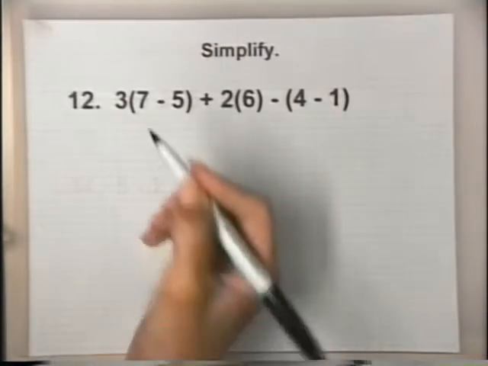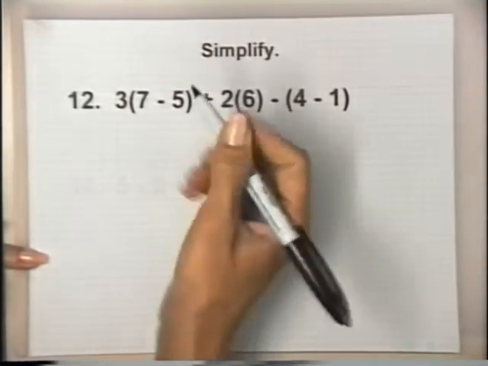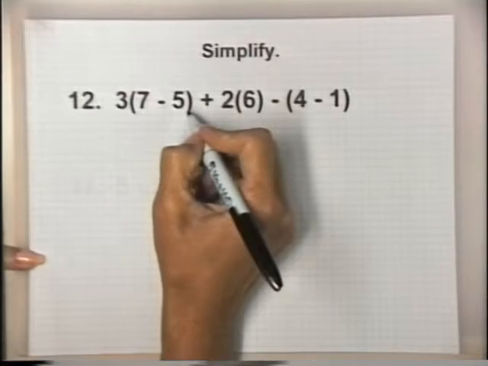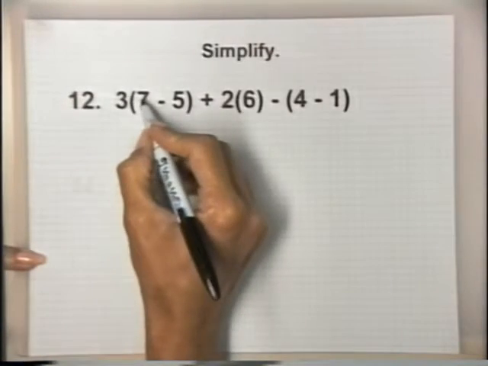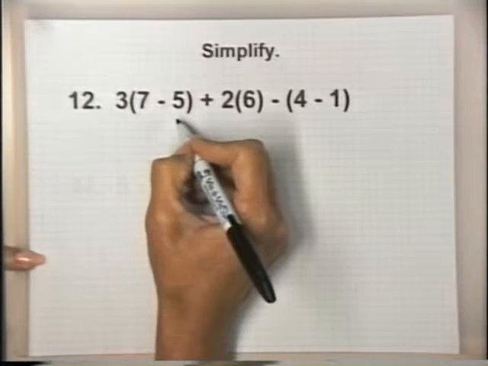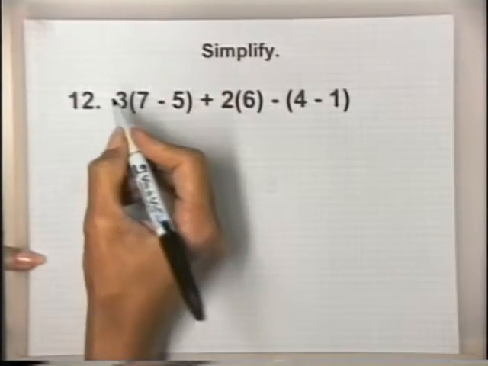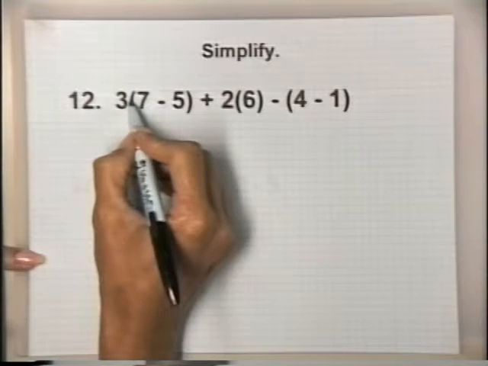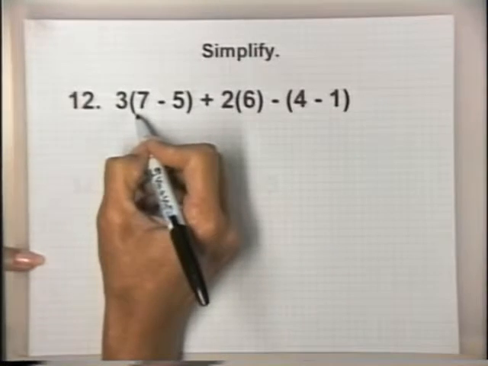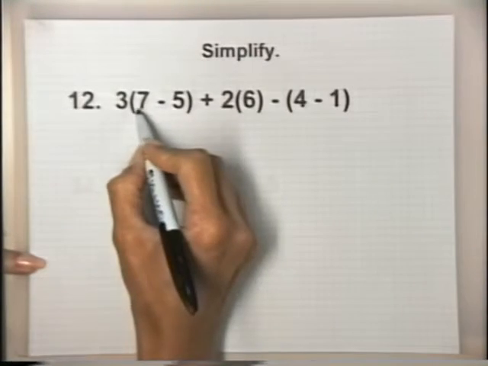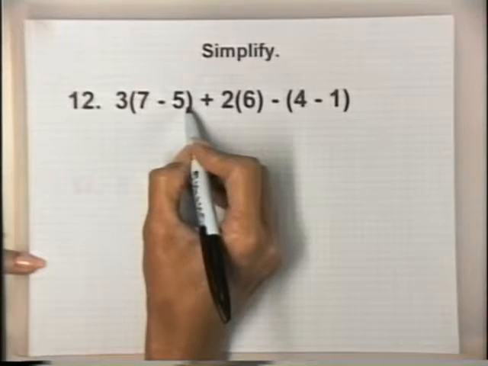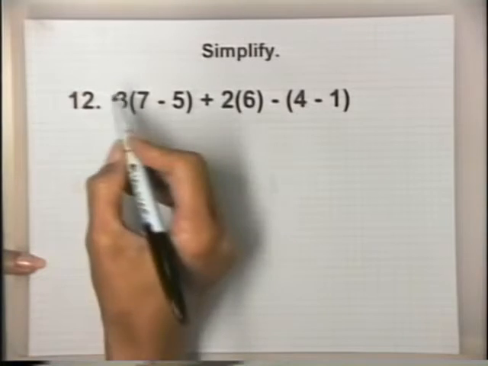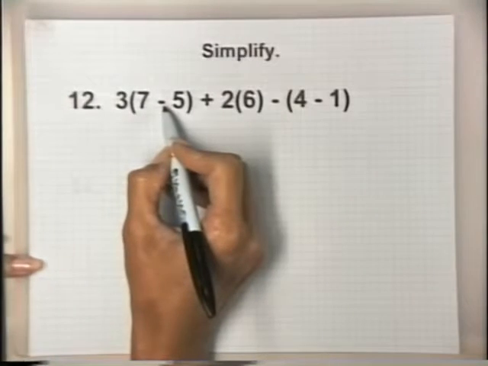Let's look at this first set of parentheses. They are grouping symbols. They are telling us that the operation we want to perform first is the 7 subtract 5. But they are also multiplication symbols because there is no symbol between the 3 and the parentheses. So we know that after we get the answer to 7 subtract 5, when it comes time to multiply, we will say 3 times that answer.